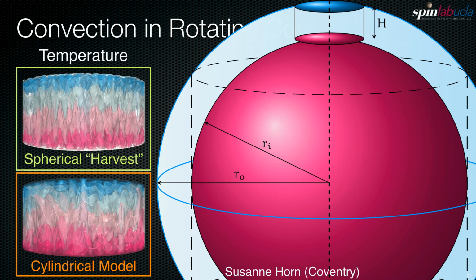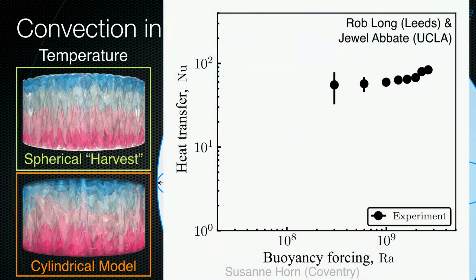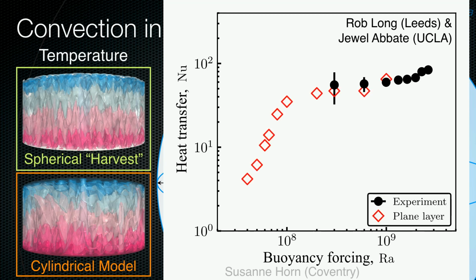In addition, when Rob Teed came to visit and worked with Joule, they took quantitative data. They measured heat transfer versus buoyancy forcing. And here's their lab data in a cylinder. And then Rob did numerical simulations in a doubly periodic plane layer geometry. It matches very well. It also matches very well with previous experiments.